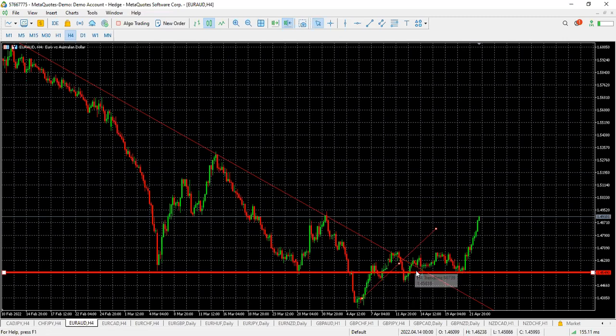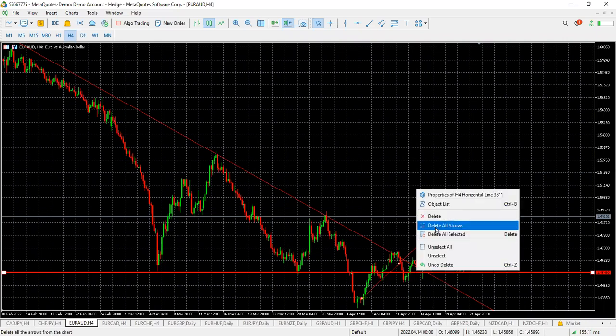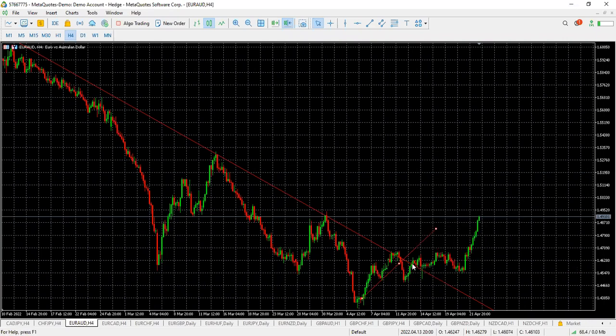So let me clean it up. After breaking out here, he came back to that same zone and retested it and was now ranging. And then he broke out here. Now broke out at this point.